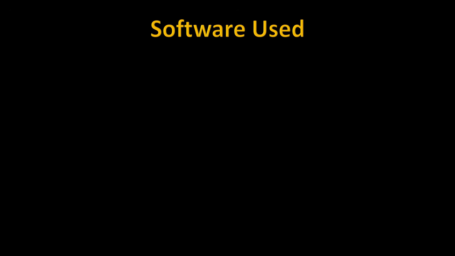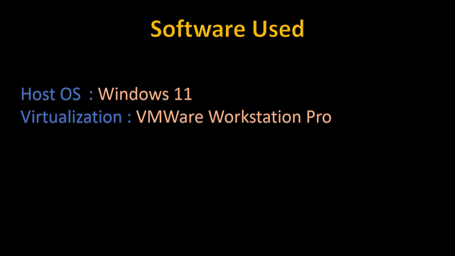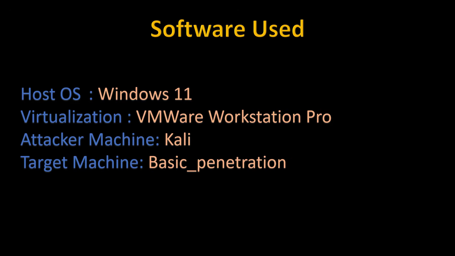The software which we'll be using in this particular practical: the host OS is Windows 11, the virtualization software is VMware Workstation Pro, and the attacker machine is Kali. So this is common. If you have not seen my first video on vulnerability assessment, these three are common. The fourth one, the target machine, I am using basic penetration. In the first video, I had used Metasploitable 2, but here I am using basic penetration. The link to download this is in the description section of the video.